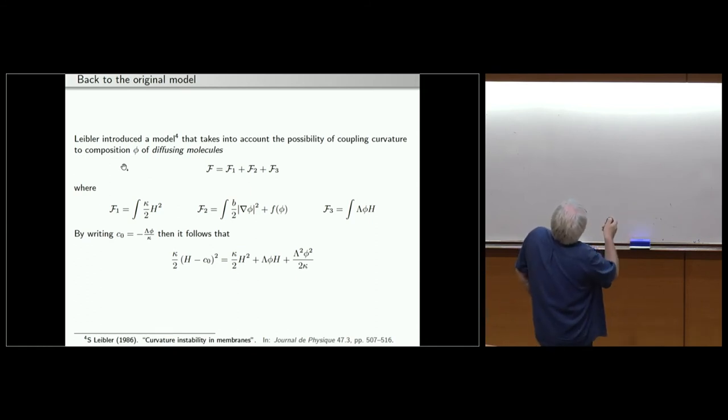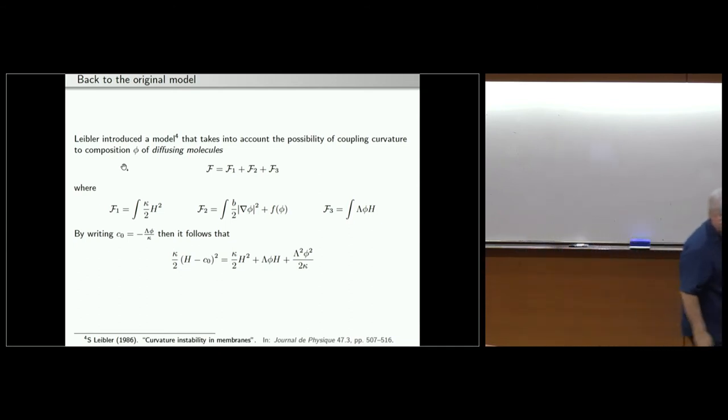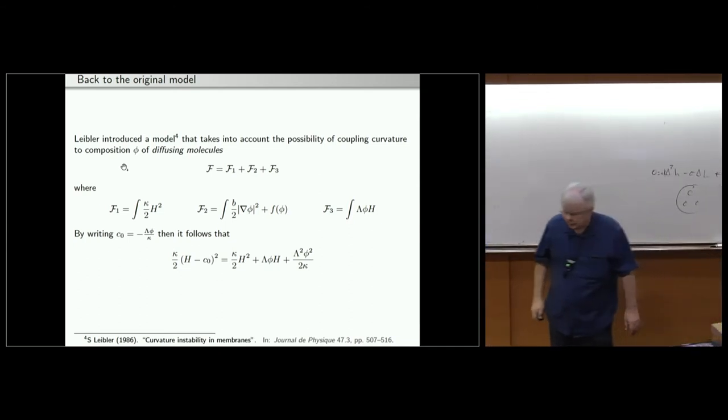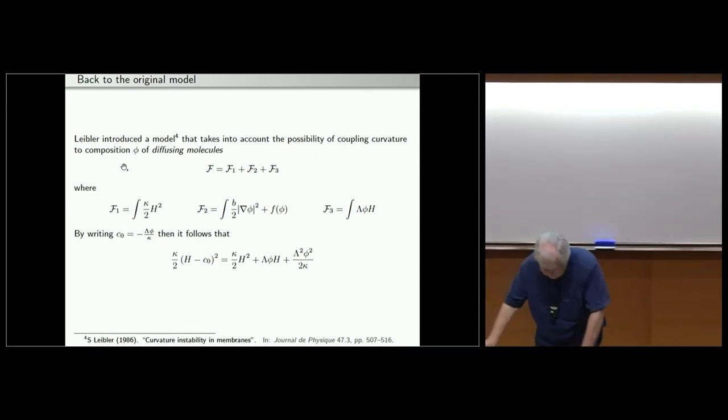And he introduced a coupling. So he had this energy, integral kappa over 2 H squared, and this other energy F2, which is the Cahn-Hilliard type energy. Then he introduced a third term, which is a coupling between phi and H, and if you were to complete the square, it means that you get the energy that I wrote down earlier.